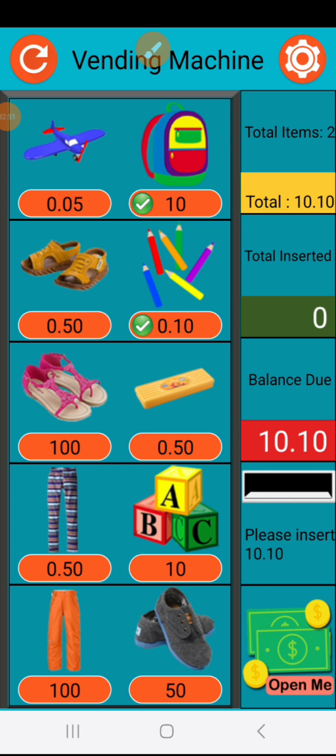Now, what else did you want? How much is that? Read the price tag. 50 cents. Yes. What else do you want? How much is that? $10. Okay. What else did you want? How much is that? $100. All right, them pants are high. That's a lot of money for some pants. You could have a cheaper pair of pants, 50 cents.